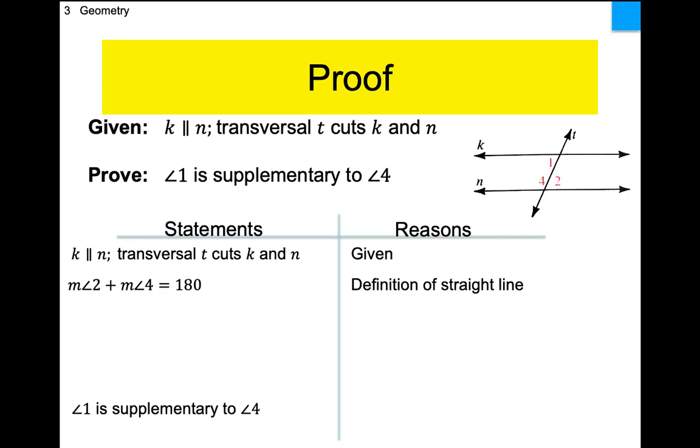By the way, anyone else, is there anything else you could say about this picture? Where are you getting that from? They're not, 1 and 4 are not alternate interior. Oh, wait. 1 and 2. Oh, 1 and 2. Does everybody see that? 1 and 2 are alternate interior. We just proved that. So we could say, 1 and 2.